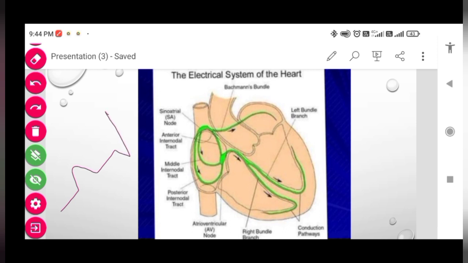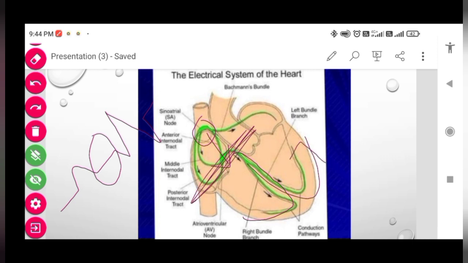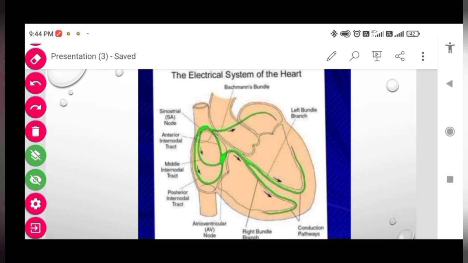Next, coming to the PR segment. As you can see here, this is the P wave, and this straight line is the PR segment. The PR segment represents the AV nodal delay. From the SA node the impulses are conducted to the AV node, and before they are conducted through the bundle of His and Purkinje fibers to the ventricles, there is some AV nodal delay at the AV node. It is represented on the graph paper as a straight line.